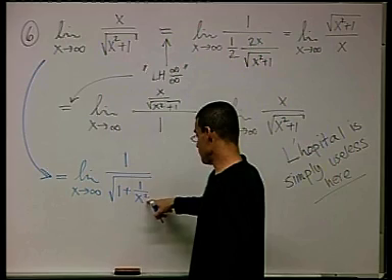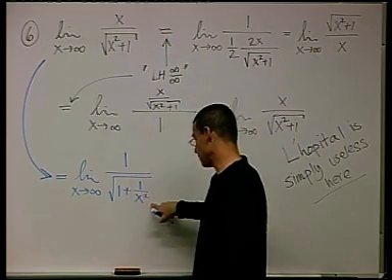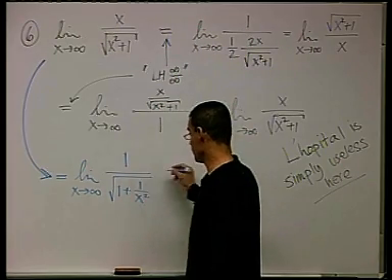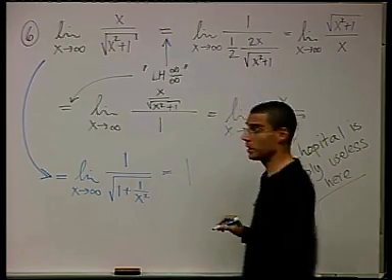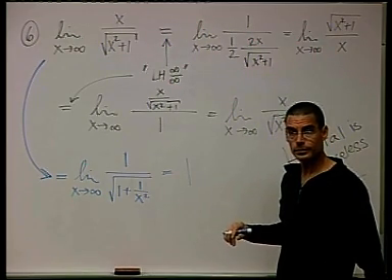And when x goes to infinity, x squared goes to infinity, 1 over x squared goes to 0, 1 plus something that goes to 0 goes to 1, the root is 1, so the entire limit is just 1. Without L'Hôpital. Good? Questions?